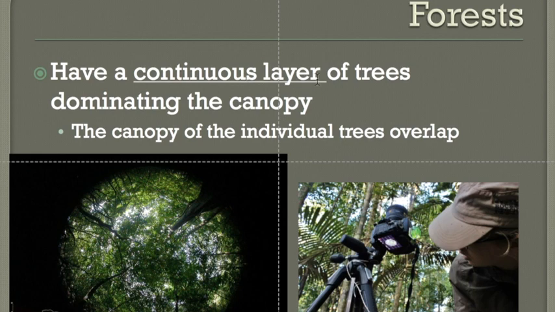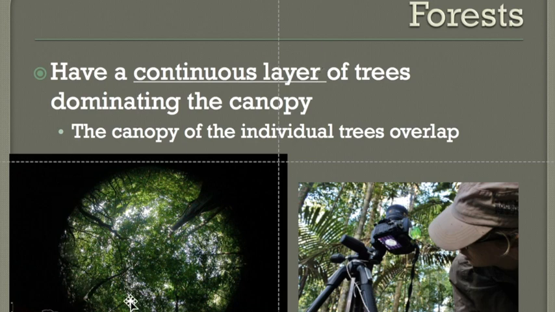And what that really just means is that if we were to go to a forest and pick out 2 trees, the canopies of each individual tree would probably be overlapping each other, meaning the leaves of each tree are kind of intermingling.